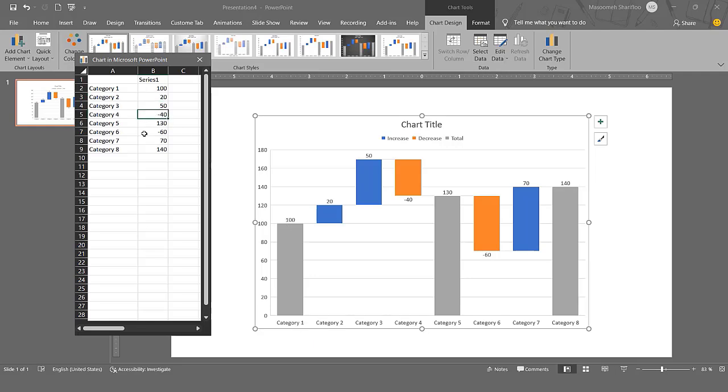Now here in the first category that it shows 100, it means we had an increase from 1 to 100. When it shows plus 20, it means we had 20 times increases in the category number 2. Also in category number 3, it is plus 50, which means we had 50 times increases. The next part is minus 30, it means it decreased 40 times. Wherever it is positive, we have increase, and whenever it is negative, we have decrease.